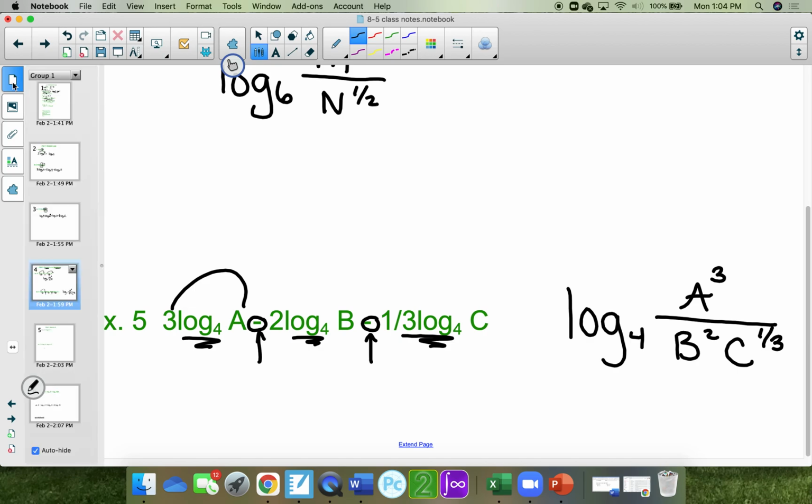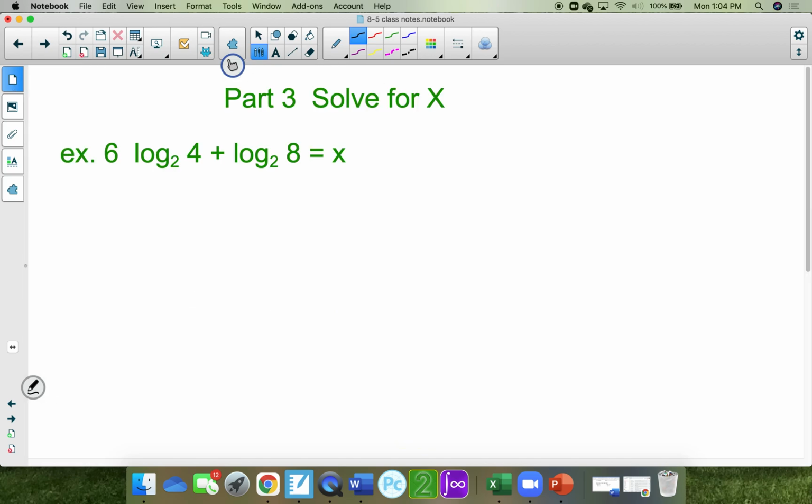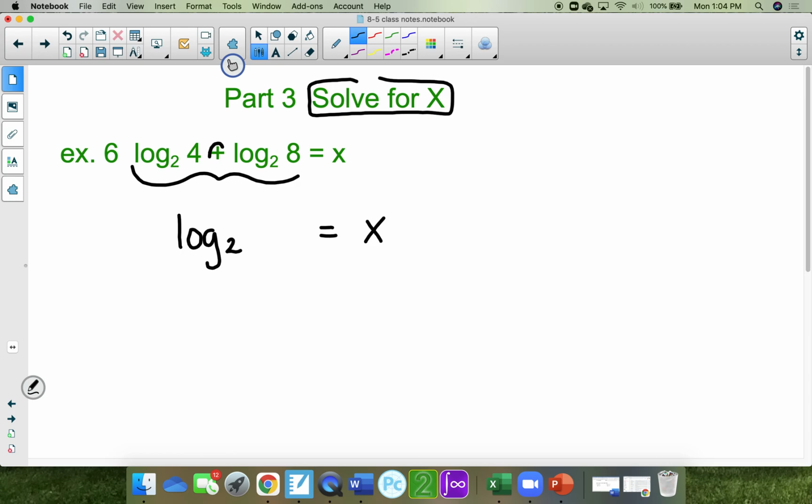Okay, the last part of the assignment is solving for x, finally. It's an equation. So the first thing you're going to do is combine these two together. The log of base 2 equals some x. There's an addition sign in between these two. We're going to write it as one single log of base 2. And if there's an addition sign, you multiply these two numbers together.